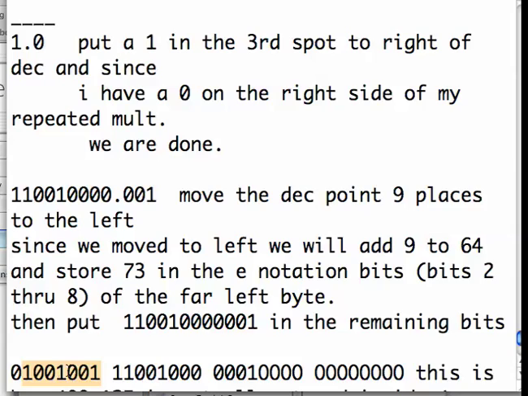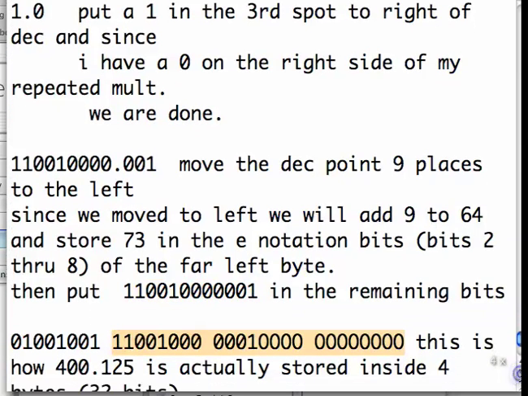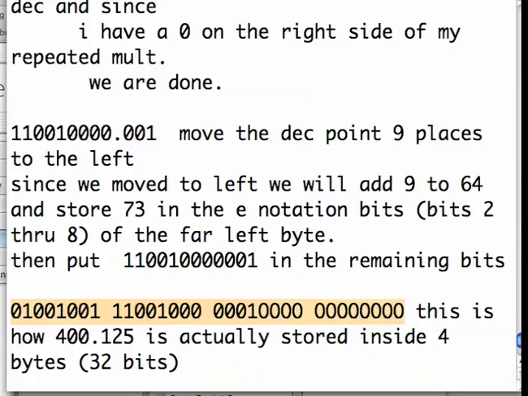And then what I do is I take all of these values, which now look like this without a decimal point, and I put those in the remaining 24 bits. And now what we have is the entire 32 bits look like this. And this is how 400.125 is actually stored in a float, 4 bytes big, which is 32 total bits.